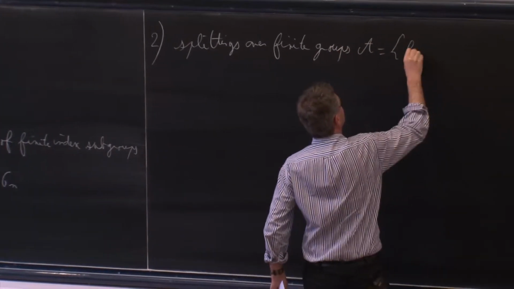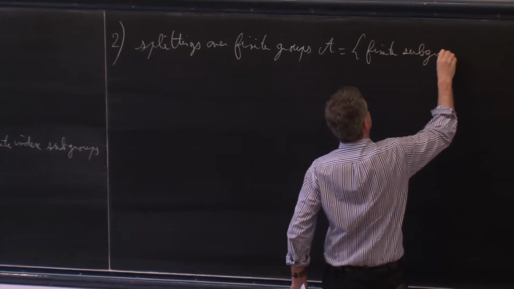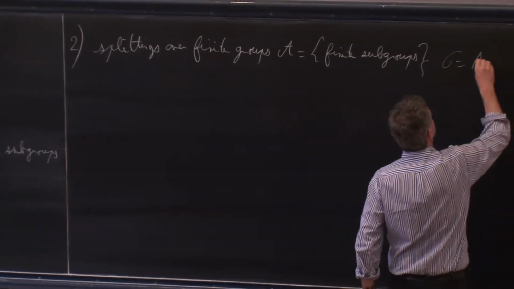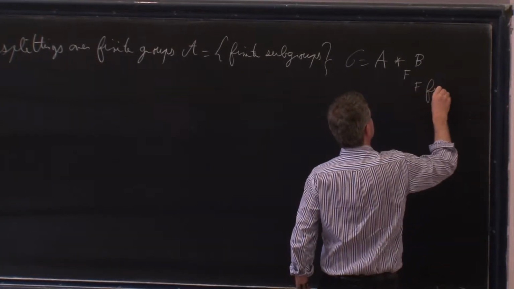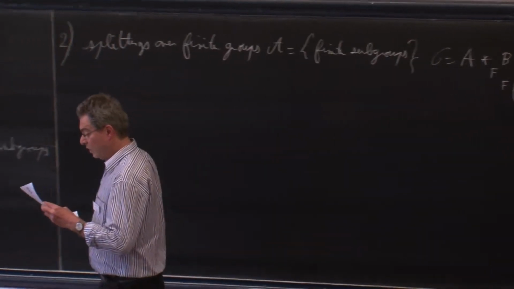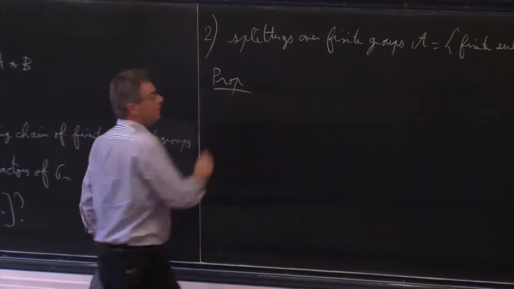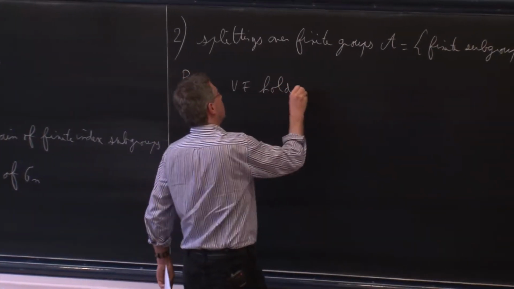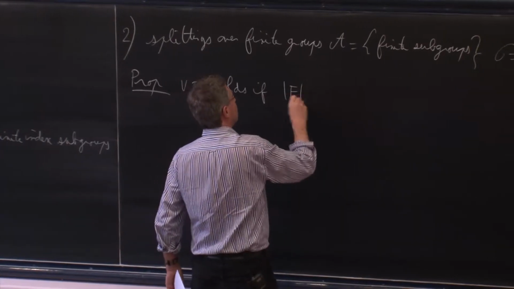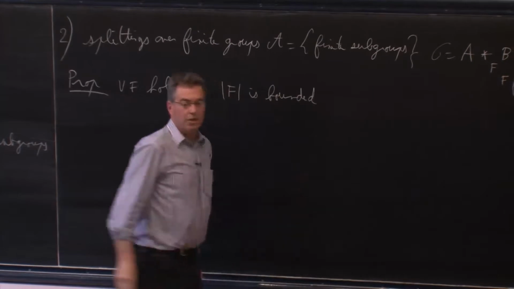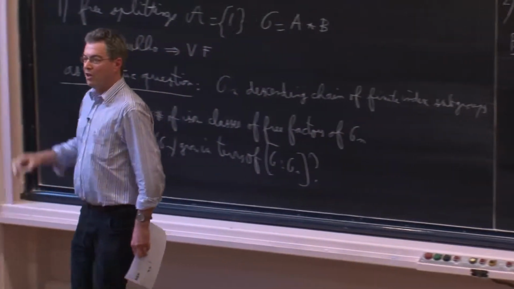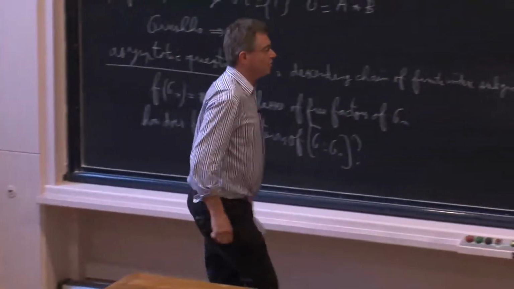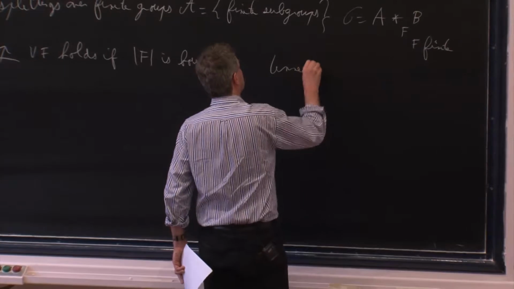So here A is just a family of finite subgroups. Okay, so I want to look basically at A star, writing G as A star B over F with F finite. And there's a proposition saying that in this case, vertex finiteness holds if the order of F is bounded. So if you look at splittings of your group over finite subgroups of order less than 1 million, you're only going to see finitely many vertex groups. And this follows from Linnell's accessibility result.